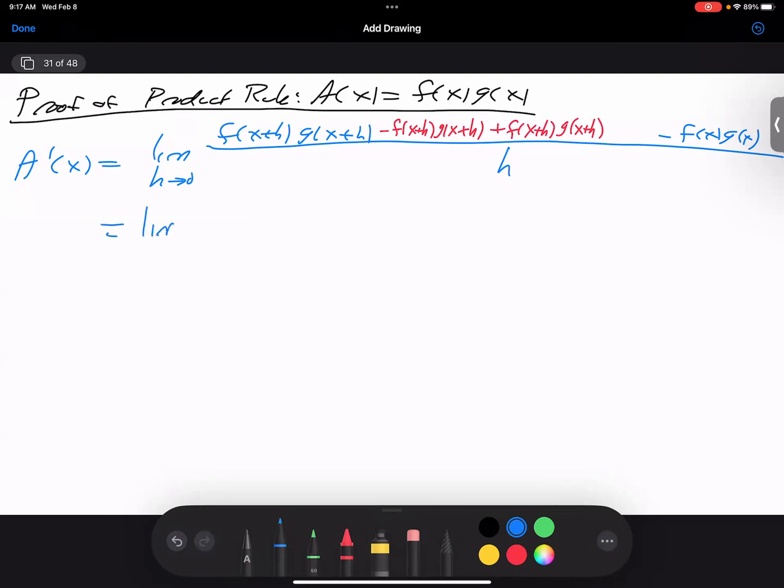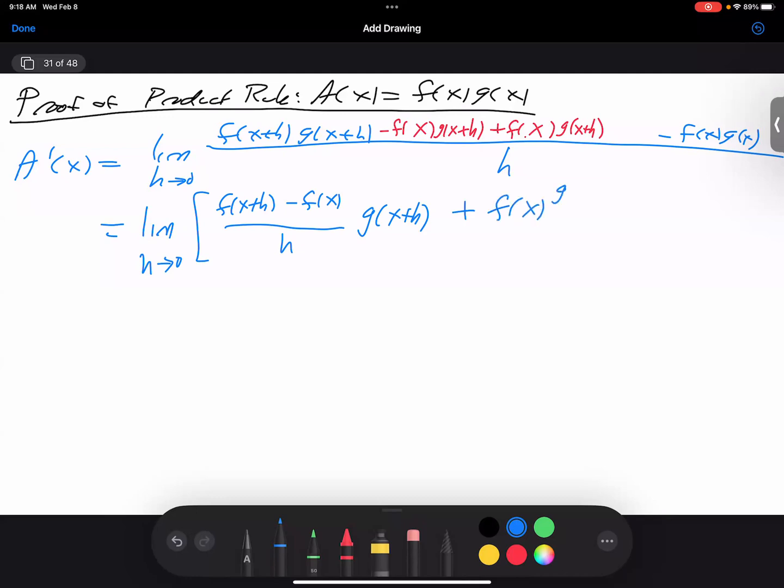And so now I'm going to break it into two parts. It's the limit as h goes to 0. The first part is f of x plus h minus, oh, sorry, I want this to be f of x, not f of x plus h. Sorry about that. And so it'll be f of x plus h minus f of x over h times g of x plus h. And then for the next one, each term has an f of x, and then I'll have a g of x plus h minus g of x over h.